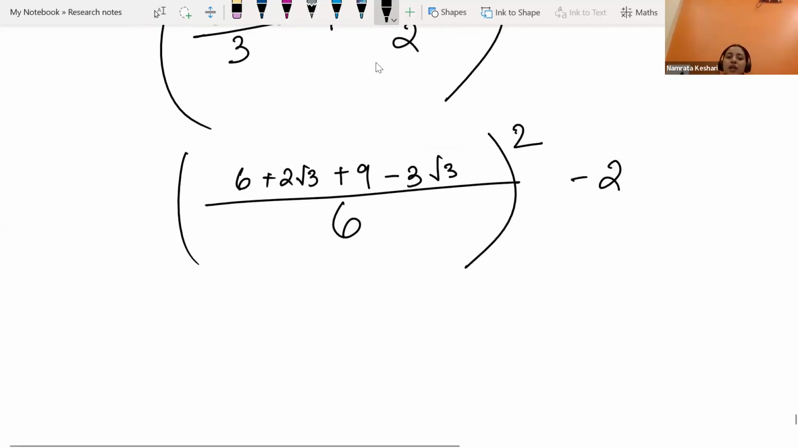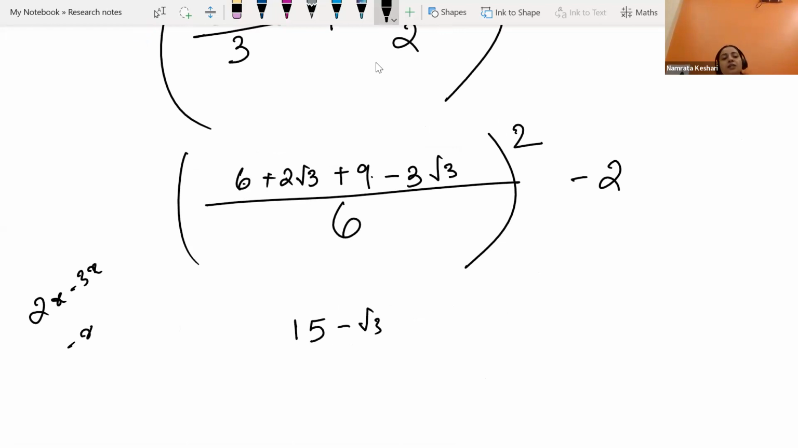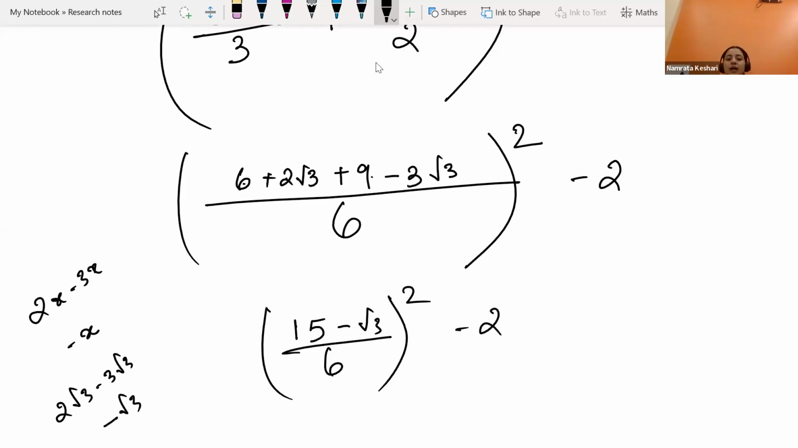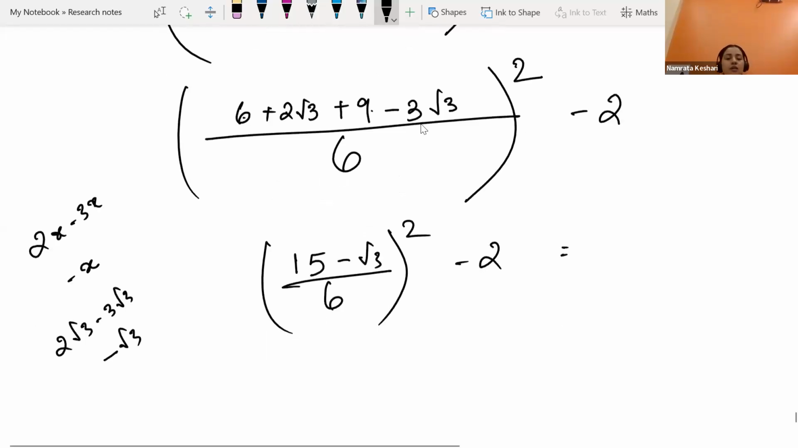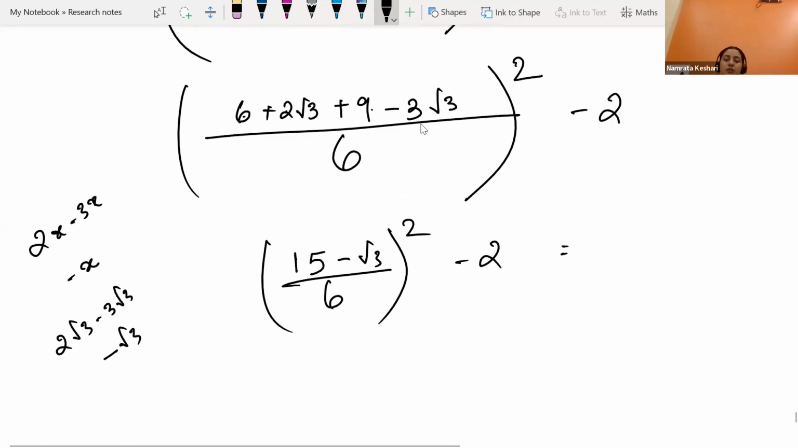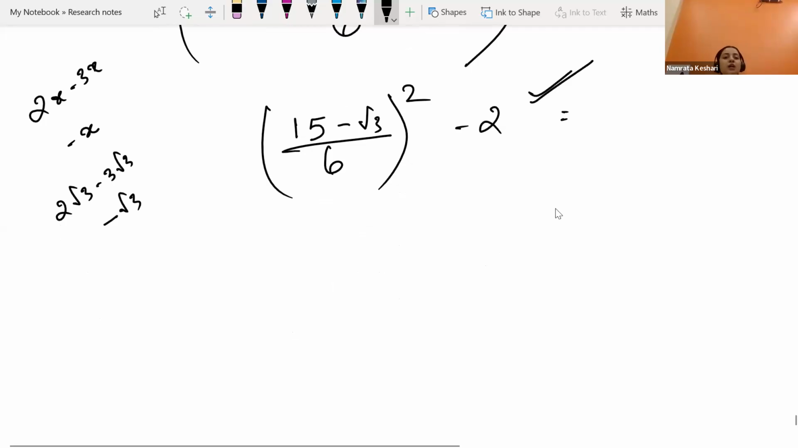Now 6 plus 9 is 15, and 2 root 3 minus 3 root 3, if you know, will be minus root 3, just like 2x minus 3x will be minus x. Similarly, 2 root 3 minus 3 root 3 will be minus root 3. By 6 square minus 2 we will be having over here. See, now we have to do squaring of this one. Let's do squaring and see what we are getting. Till here we have done yesterday in our class. From here we were supposed to do. I left this part for Sarah. Let's see what we are going to get.